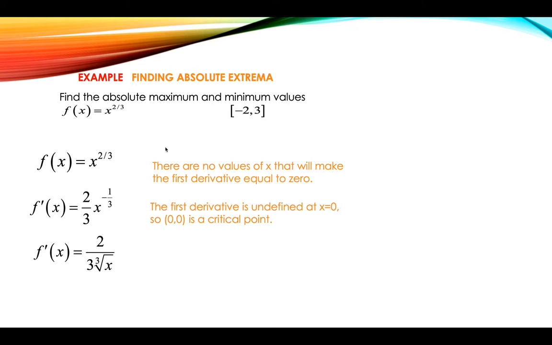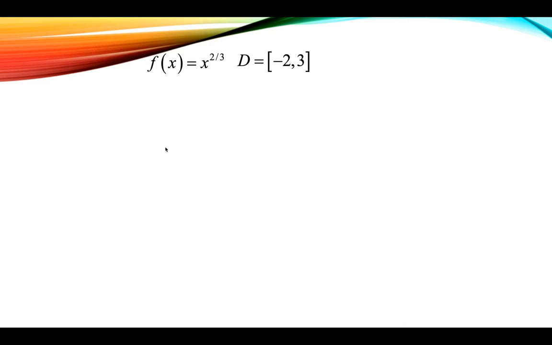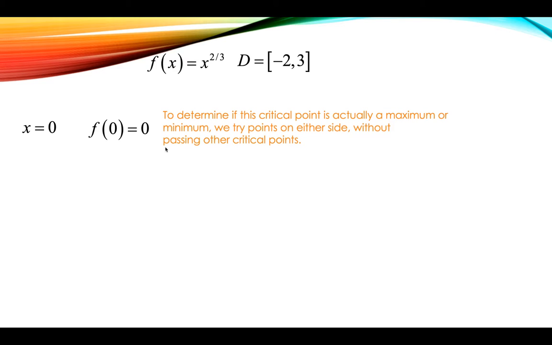There are no values where we're going to make that equal to 0, but the first derivative is undefined at x equals 0, so that fits our criteria for being a critical point. So (0, 0) is indeed a critical point. Because the function is defined over a closed interval, we must also check the endpoints to see if they contain the absolute maximum or absolute minimum. At x equals 0, the function equals 0. That comes from our critical point.